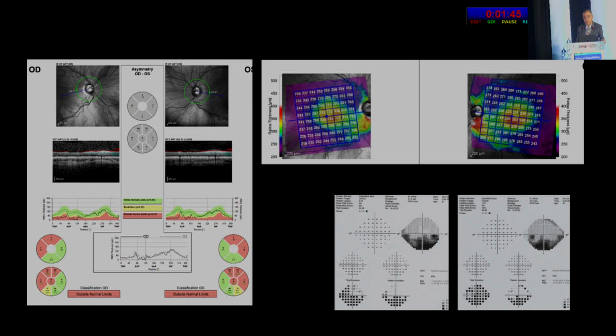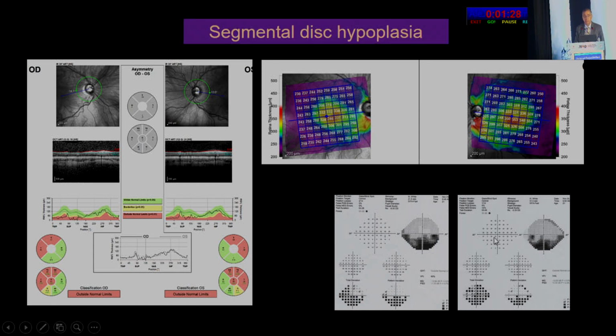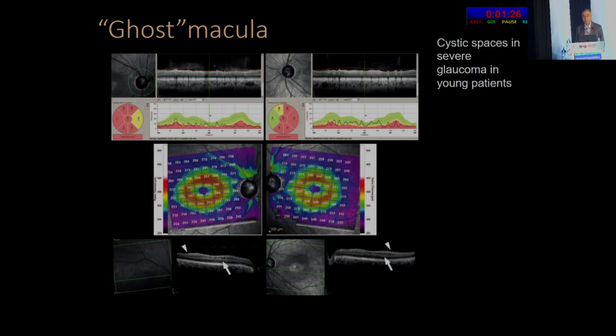And the last couple of cases, whenever you see symmetry, symmetry is not typical of glaucoma. And you can see that there is symmetrical loss in macular thickness, symmetrical loss in nerve fiber layer and field, and this is segmental disc hypoplasia. And this is an example of ghost macula. Here, you can see there are cystic spaces.